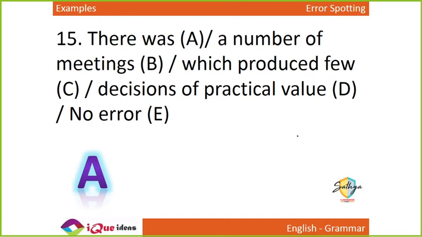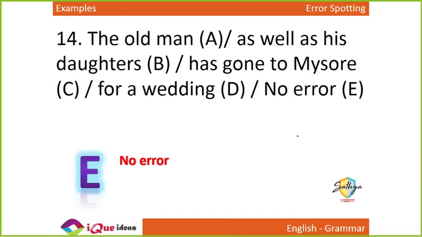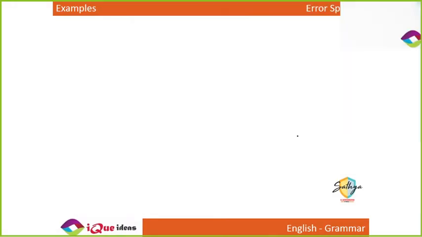Okay, Vanshika, previous one. The old man along with his daughters has gone to Mysore. Along with his daughters also is a clause. So it is not part of the main subject. Right? Okay.